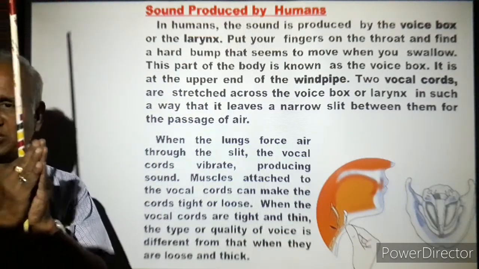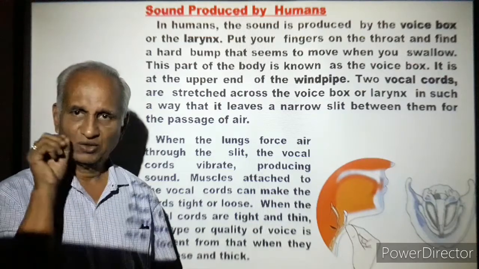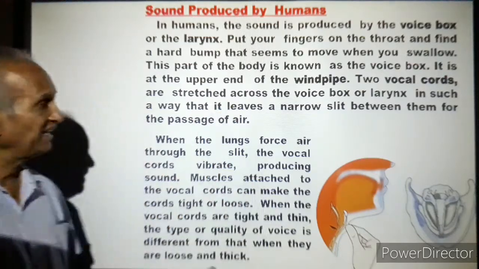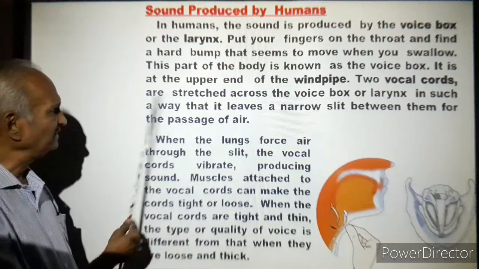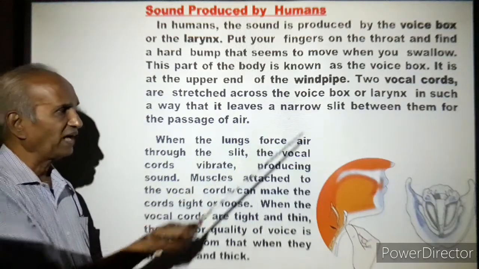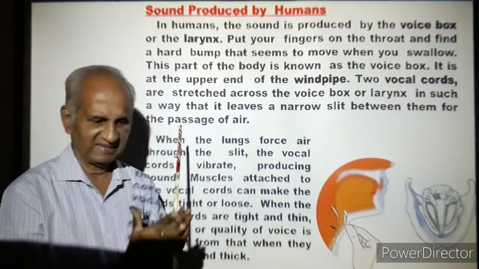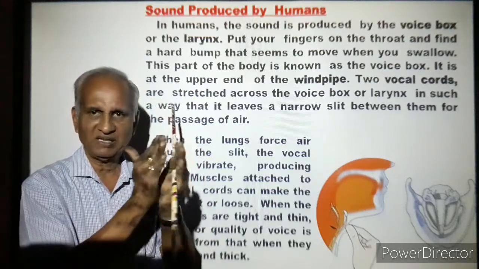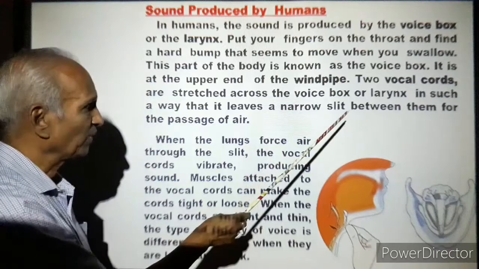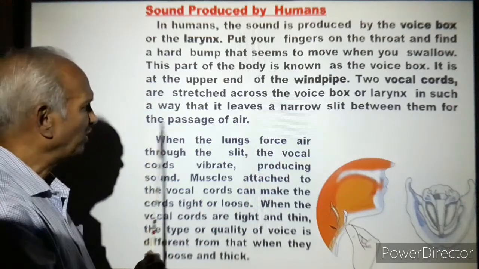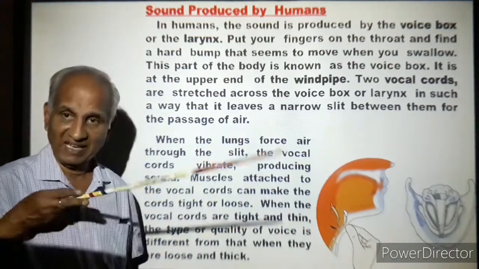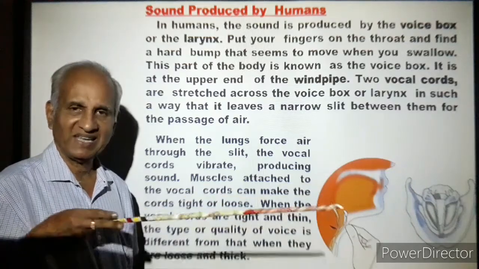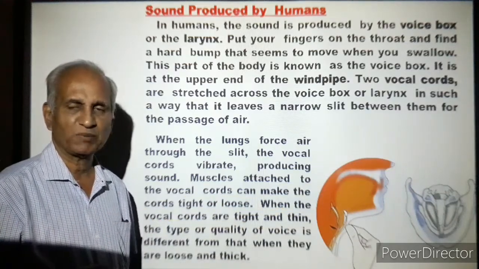They are the vocal cords. Through the vocal cords, the air has to pass, or larynx, in such a way that it leaves a narrow slit. See, it is like this. Always it's closed. As the air passes through it, the sound gets produced. Between them is the passage for air, and as the air passes through that, the sound gets produced.